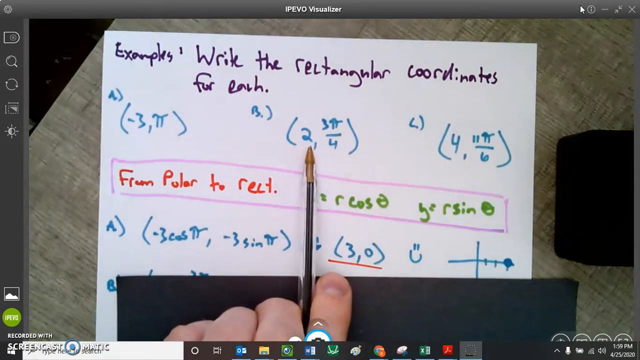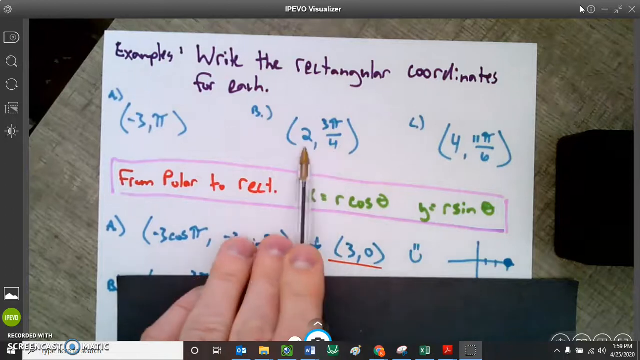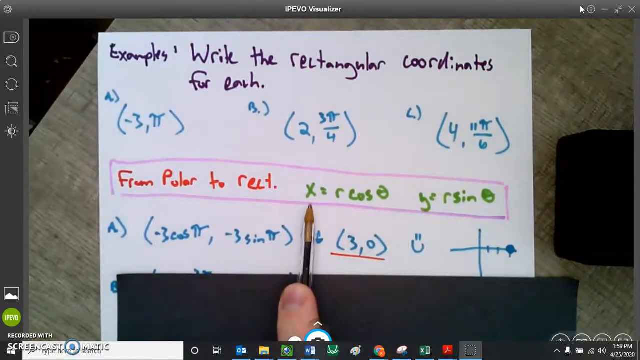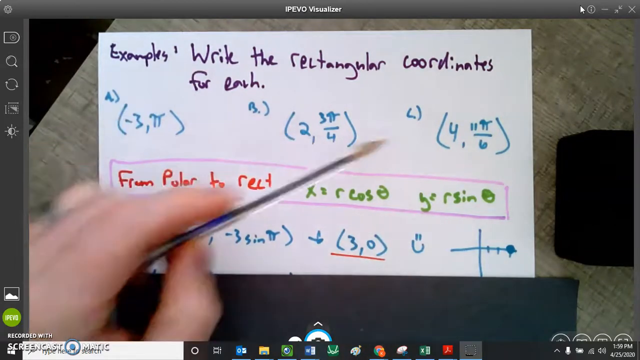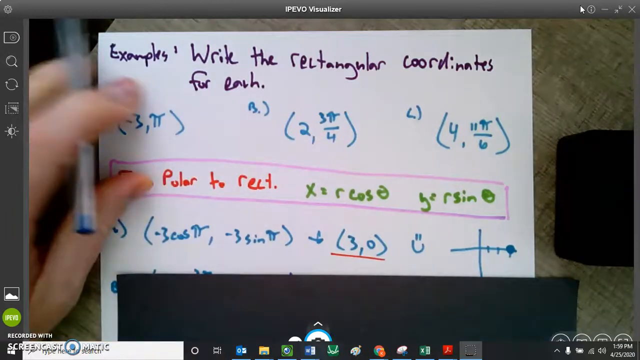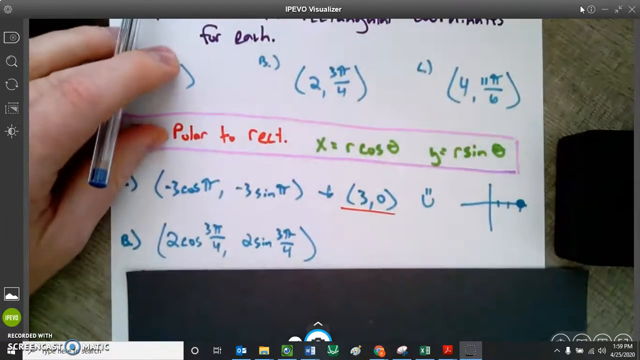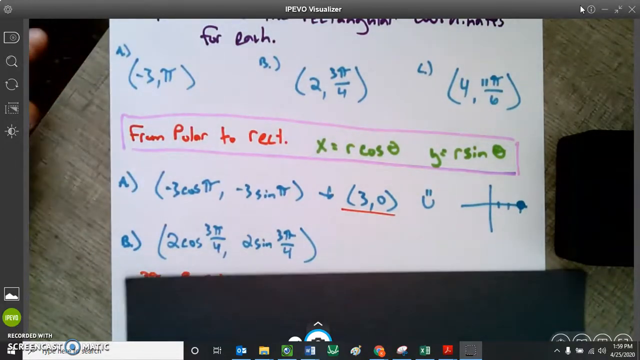We're looking for the point 2, 3 pi over 4. Want to aim in the 3 pi over 4 direction, then go out 2 units. Okay, this time I'm going to go straight to the formulas. My x-coordinate is r cosine theta, so that would be 2 cosine 3 pi over 4. The y one would be 2 sine 3 pi over 4. That's not too bad, okay? We're going to have to review some trig, unless we remember what the cosine of 3 pi over 4 and sine of 3 pi over 4 is, and some of you should.